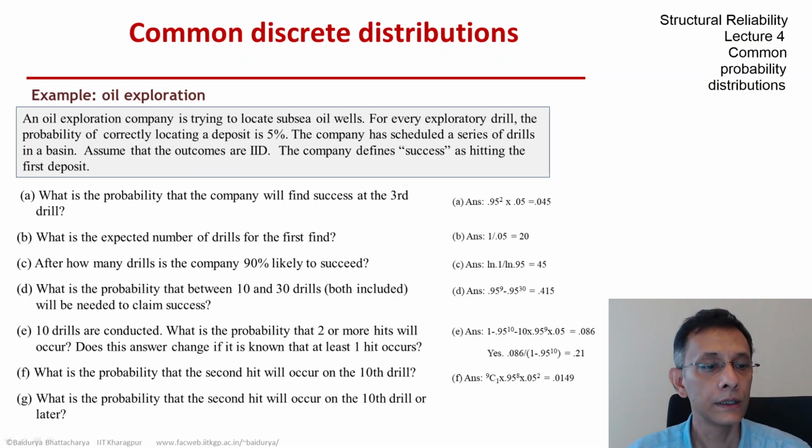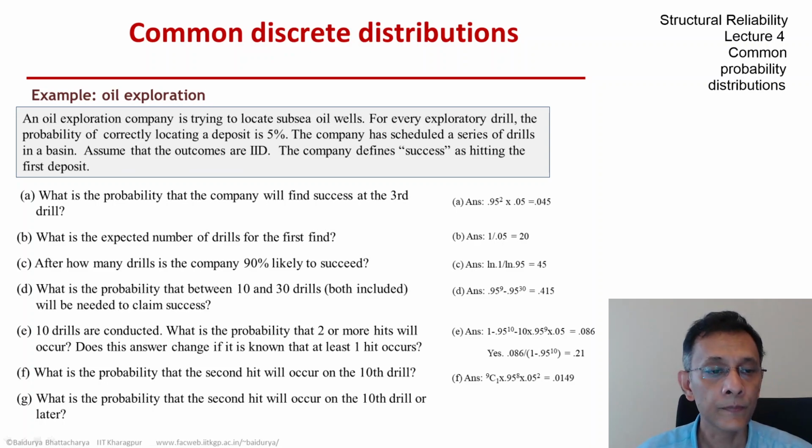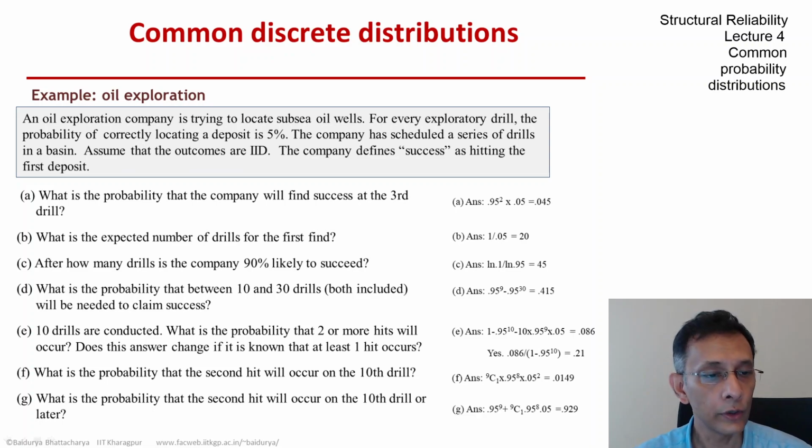The last question is looking at the complementary event. So the second hit can occur anytime, 10th or later. So we are not interested that it happens on the 10th only. So it's better to look at the complementary event. The equivalent statement is that in the first 9 trials, either 0 or 1 success will occur. So let us just add the two. The probability of 0 hits in 9 trials and the probability of 1 hit in those 9 trials, if you add the two, you get a probability of 92.9%.